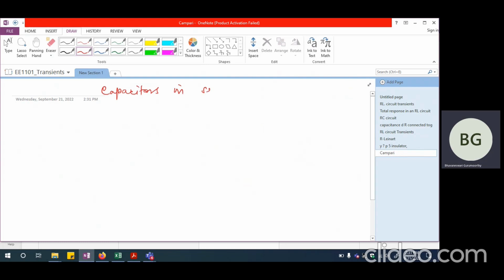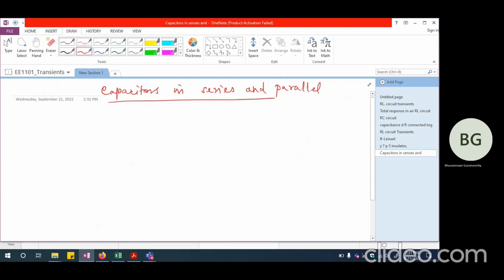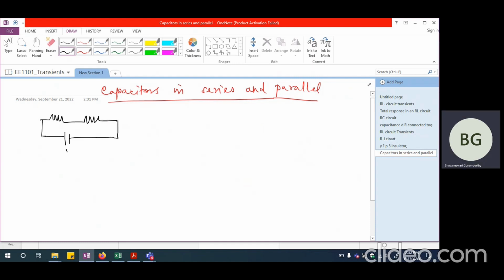Okay, now let us quickly try to take a look at what happens when you connect capacitors in series and parallel. So capacitors in series and parallel. Let us try to quickly take a look at this. I'm sure all of you know how we calculate the series and parallel combinations of resistances. What is the equivalent that is visualized by the circuit? So for example, if I'm going to have a voltage source Vs connected here.